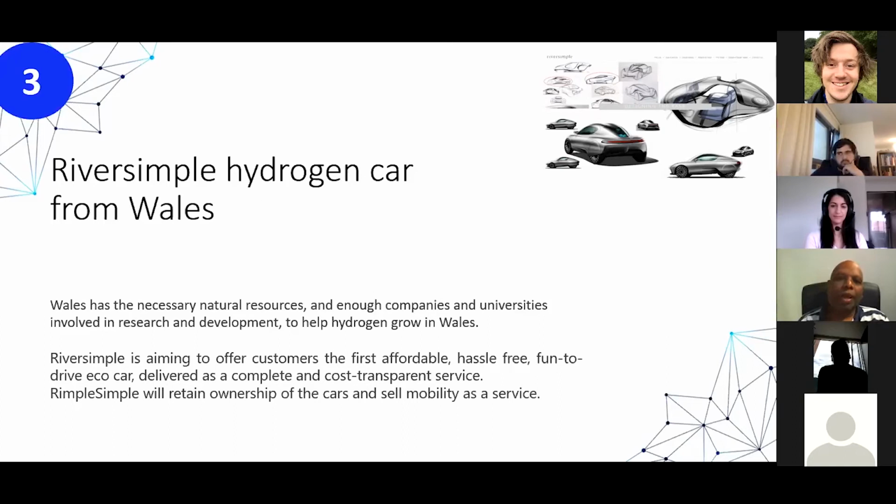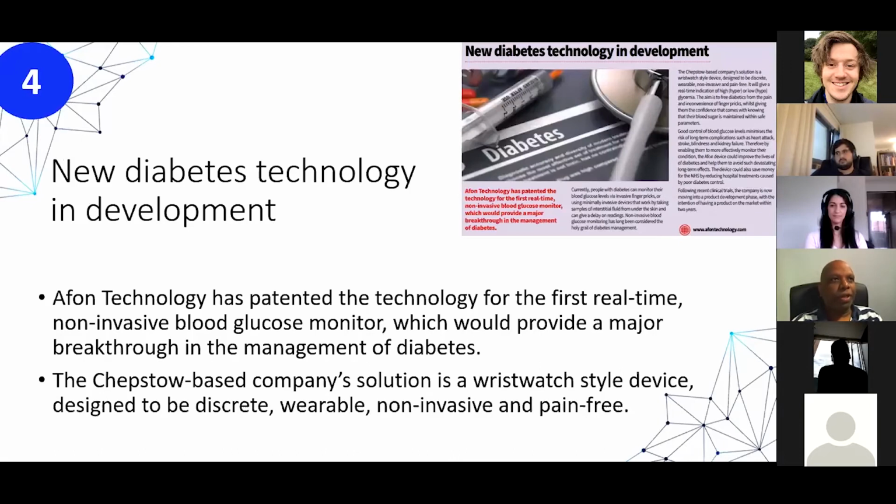And they will take care of everything from the repairs, maintenance, and the service costs, all of that. I thought that's a very interesting topic. So that's third. The fourth one, going into the healthcare side of it, one is about the diabetes technology.